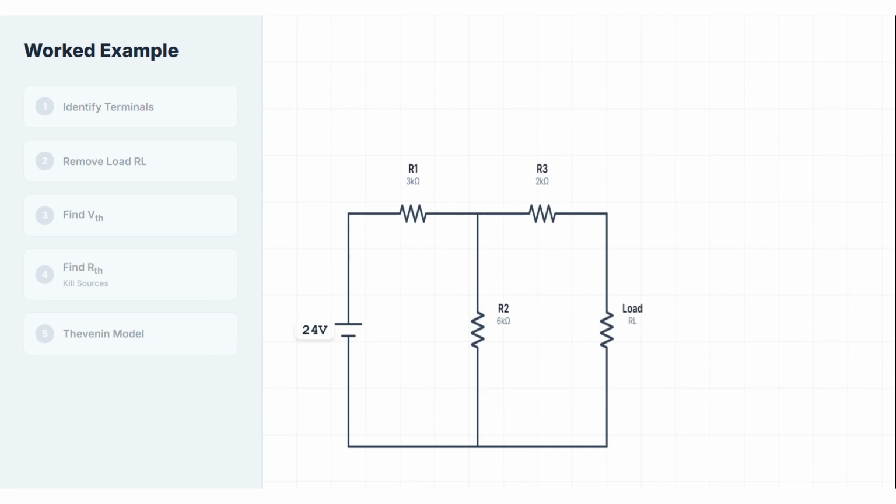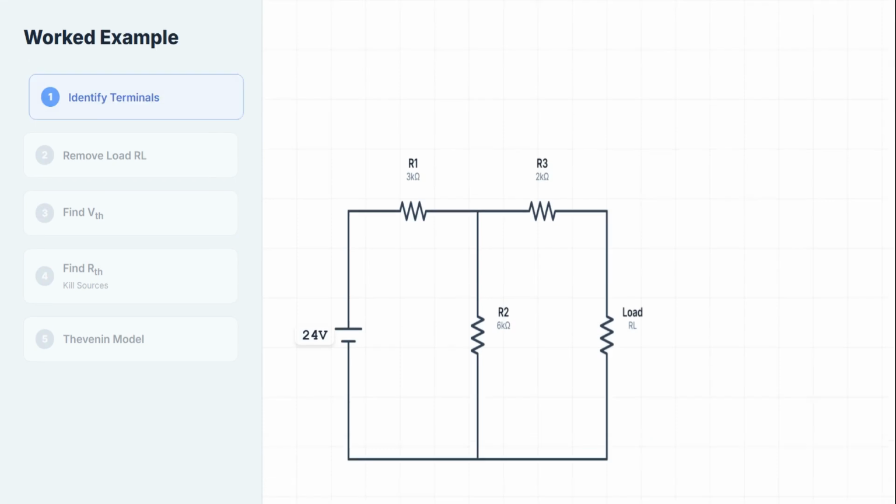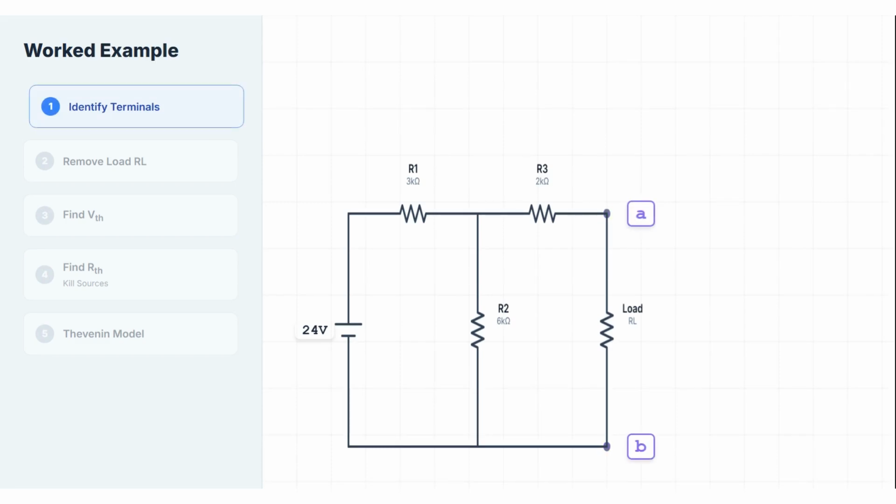Then we'll verify it by calculating the current through RL using both the original circuit and the Thevenin equivalent. They should match. Let's do this. Step 1. Identify the terminals. Terminal A is the top of RL. Terminal B is ground. Step 2. Remove RL. Now terminals A and B are open.